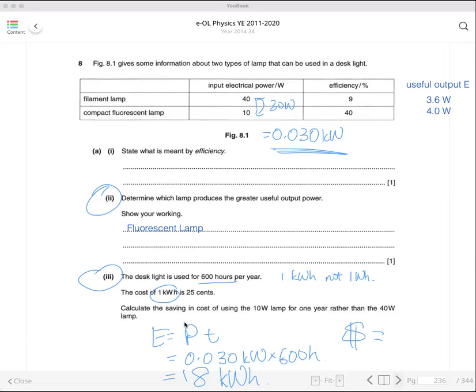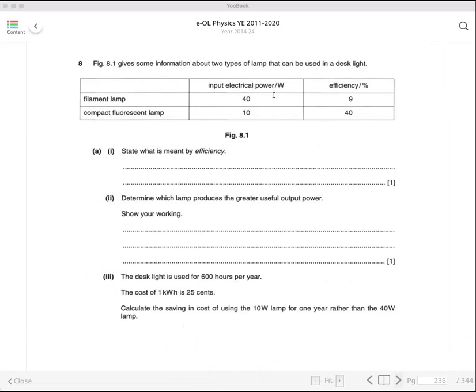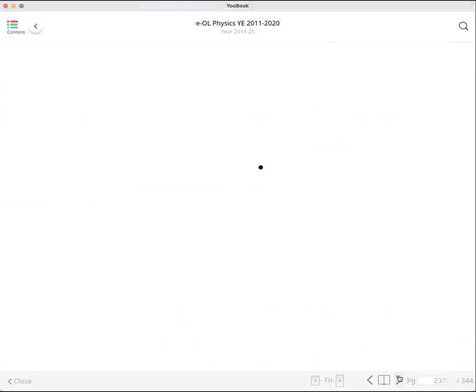Incorrect, incorrect. Why is it so much? Okay, so it's 18 kilowatt hour multiplied by 25 cents. So what should this be? Calculate again. Okay, so it should be $4.50. Okay, Bei Kwan, you understand now? Okay, very good. Don't make this kind of careless mistake in your O level next Monday.